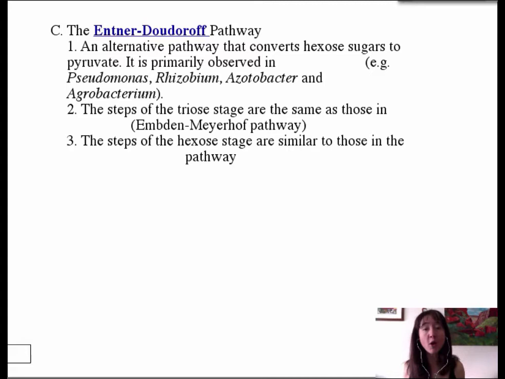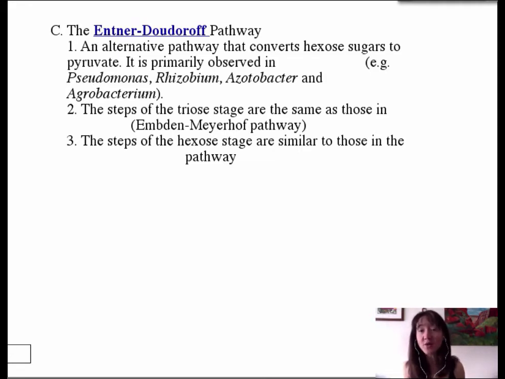We see it mostly in soil bacteria. So some of the bacteria that will appeal to Eric with his interest in bioremediation, for example, Pseudomonas, Rhizobium, Azotobacter, Agrobacterium, a very big environmental consequence are some of these microorganisms. So these are the ones in which the Entner-Doudoroff pathway has been most noteworthy and celebrated. They're not actually the only bacteria that run the Entner-Doudoroff pathway. There are a few other gram negatives. Mostly gram positives don't use this pathway, but there are a few.